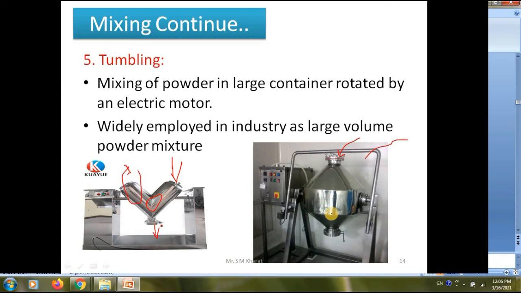Whole the powder will come at the downward side of this cone shape or dumbbell shape tumbler. Okay, it will again rotate with a particular RPM for a particular period of time. So after achieving a particular time and speed, we will get a homogeneous mixture in this tumbler, and at this entry point, exit point, we will collect the mixed powder. Okay, so this is your one more technique.